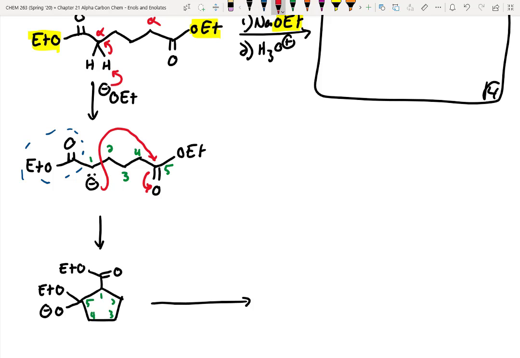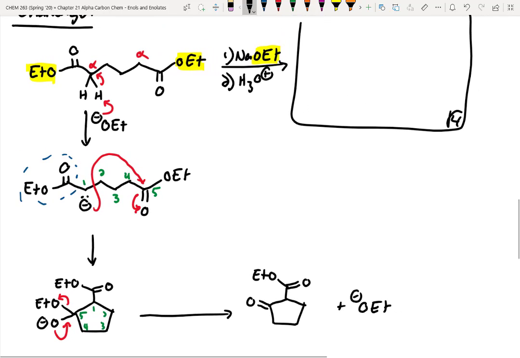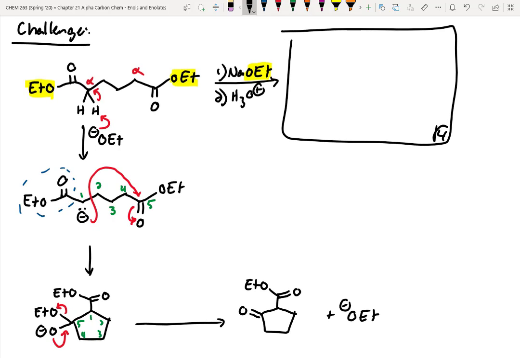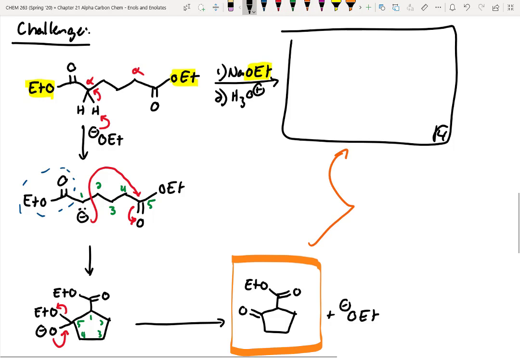In the next step, what occurs is we clamp down and we kick off ethoxide as a leaving group. And by doing that, we reform a C=O double bond, and we've got ethoxide. So we've already been able to kind of problem solve our way to this, and we know that this is going to be our final product. So if we wanted to, we could even plug it into this box and get to our final answer.